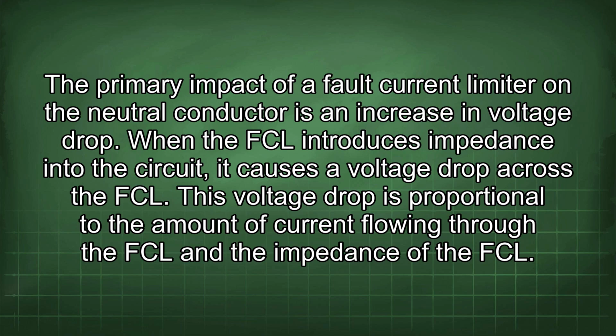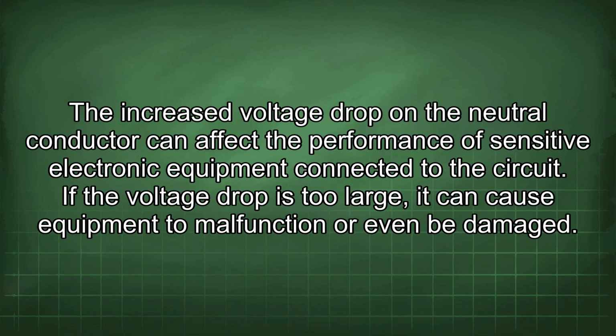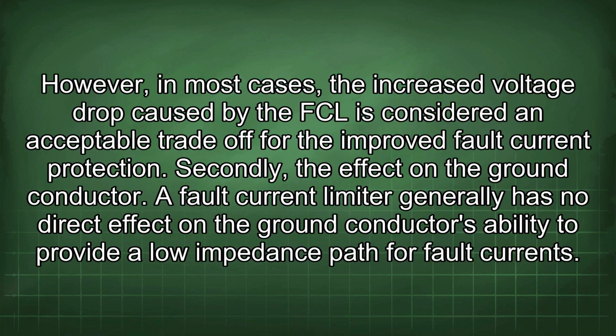When the FCL introduces impedance into the circuit, it causes a voltage drop across the FCL. This voltage drop is proportional to the amount of current flowing through the FCL and the impedance of the FCL. The increased voltage drop on the neutral conductor can affect the performance of sensitive electronic equipment connected to the circuit. If the voltage drop is too large, it can cause equipment to malfunction or even be damaged. However, in most cases, the increased voltage drop caused by the FCL is considered an acceptable trade-off for the improved fault current protection. Secondly, the effect on the ground conductor.